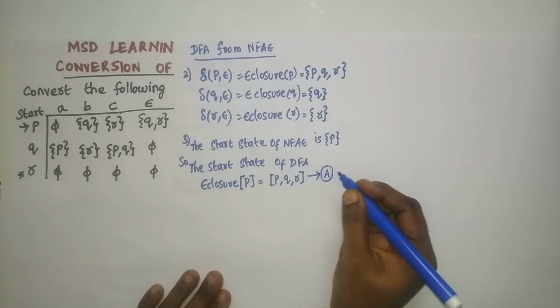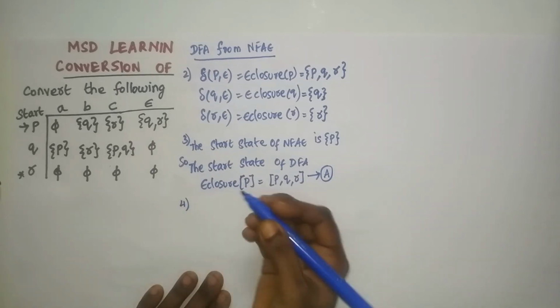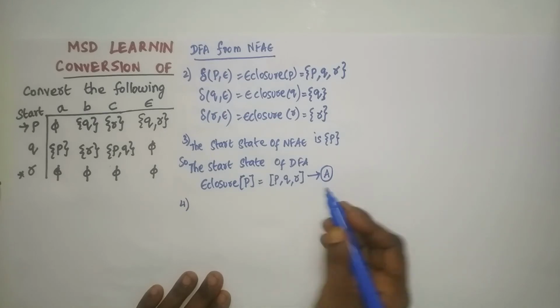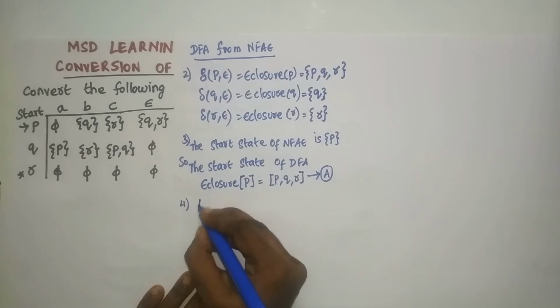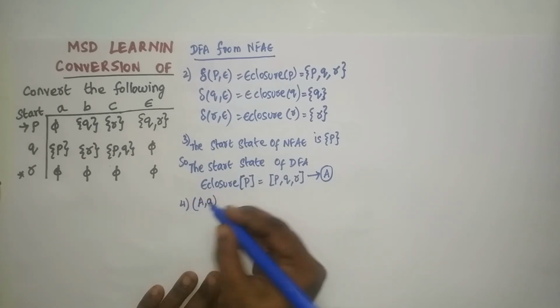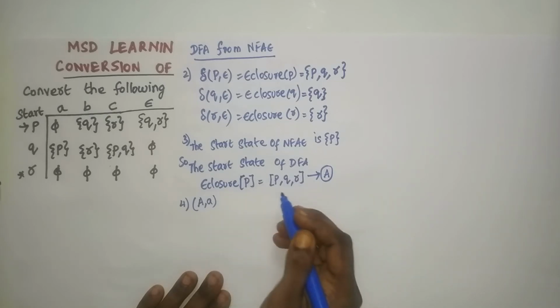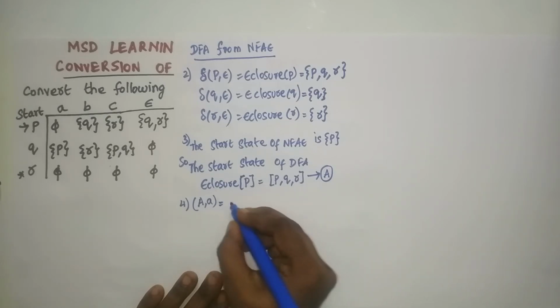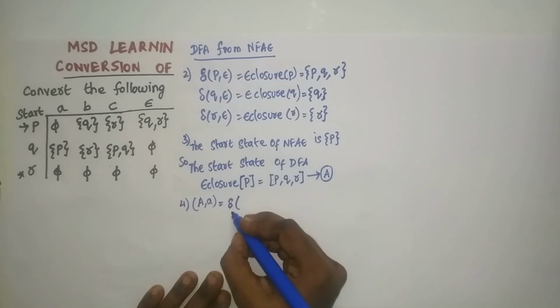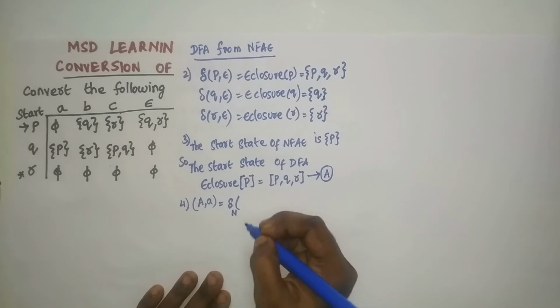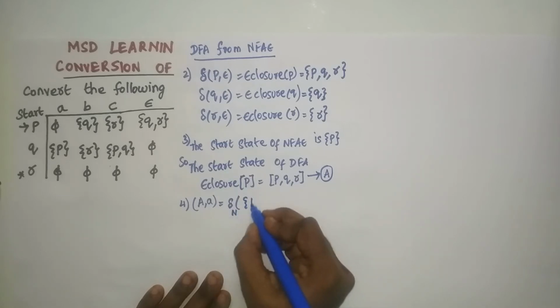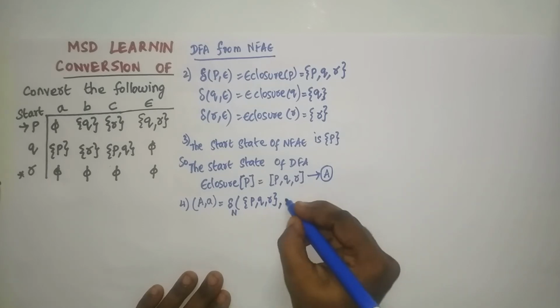Now from the fourth step, we are going to start making the transitions for A on A, B and C, because the given input is ABC. So now we are going to make capital A comma A. Here capital A is P, Q and R. So what we are going to do is, from the NFA transition we are going to convert it into a DFA transition. So delta N of P, Q and R, I am denoting in set notation, comma A.